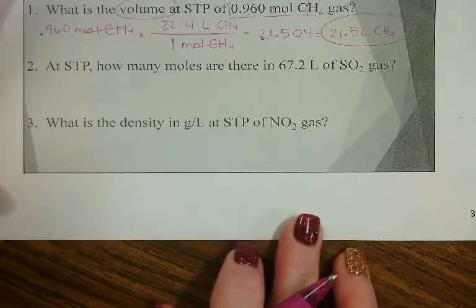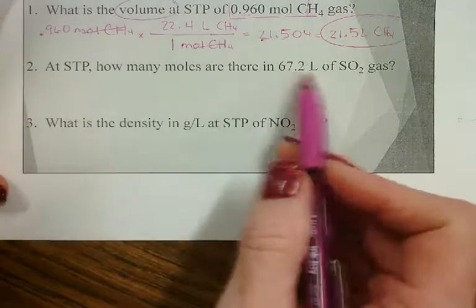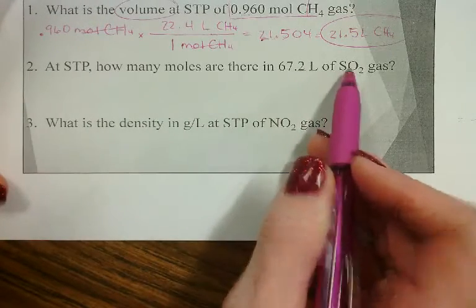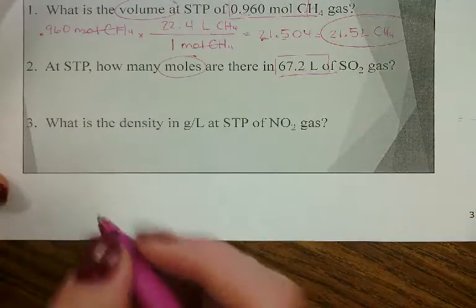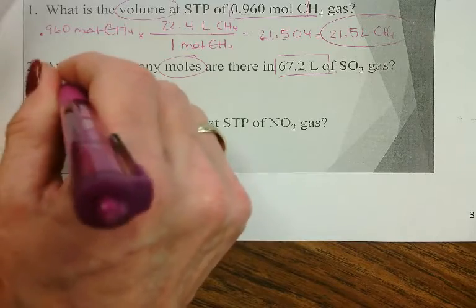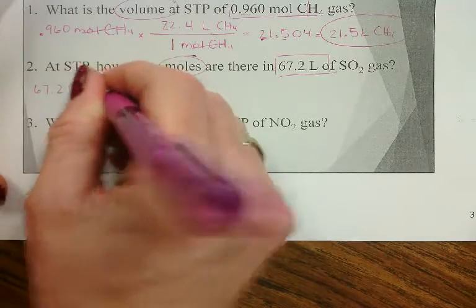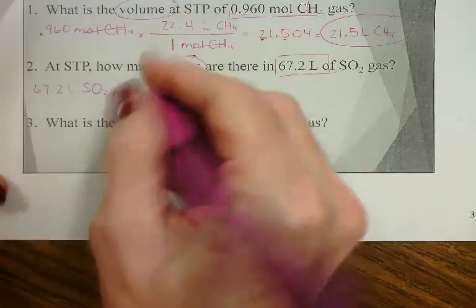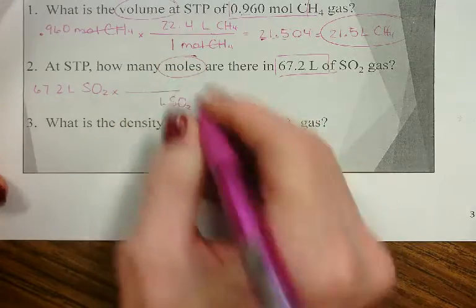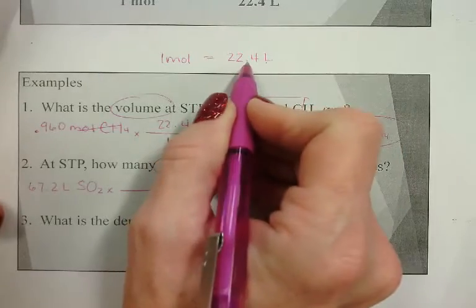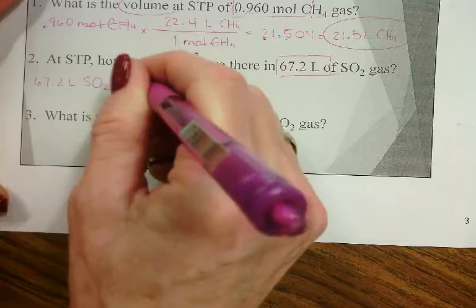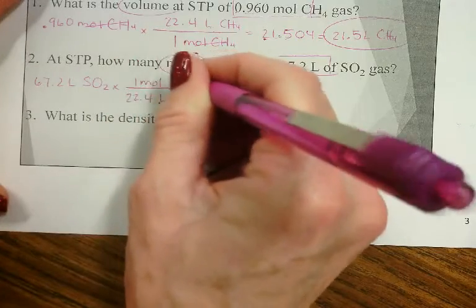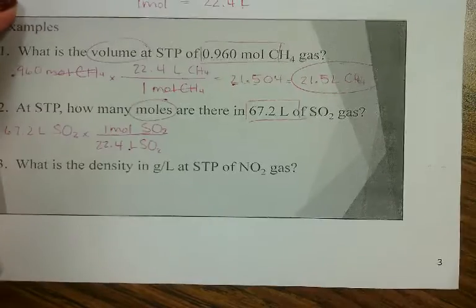Number 2: at standard temperature and pressure, how many moles are there in 67.2 liters of sulfur dioxide gas? There's my given. Box my given and circle the unknown. 67.2 liters of SO2. And I disco down the unit: put liters of SO2 in the denominator. What number goes in front of liters? Let's check the conversion factor. 22.4 goes in front of liters, so I put 22.4 here, and 1 mole in the numerator, because 1 mole is equal to 22.4 liters.